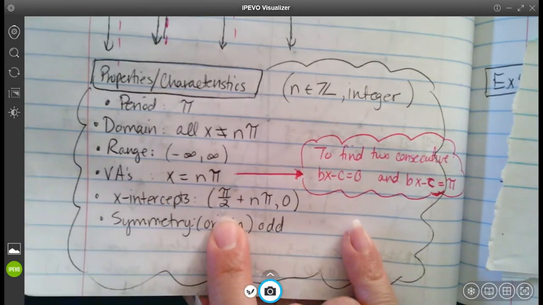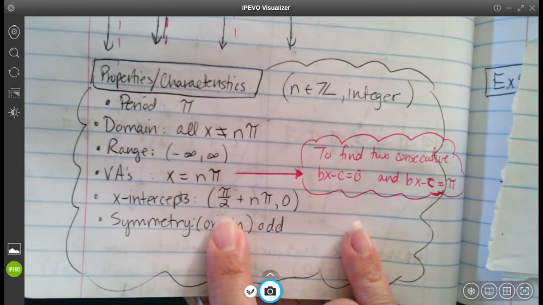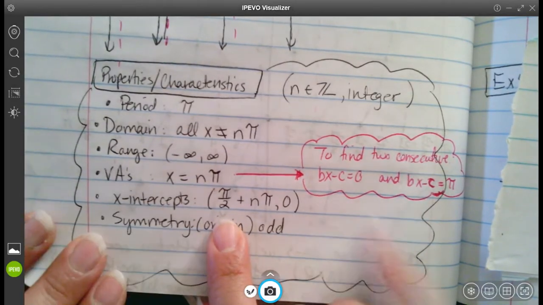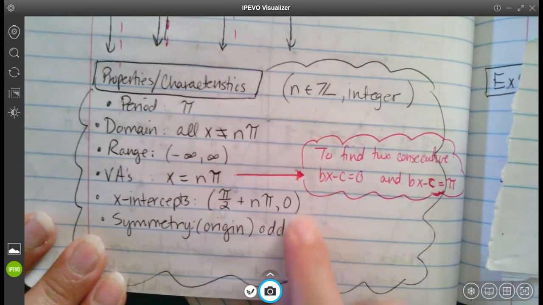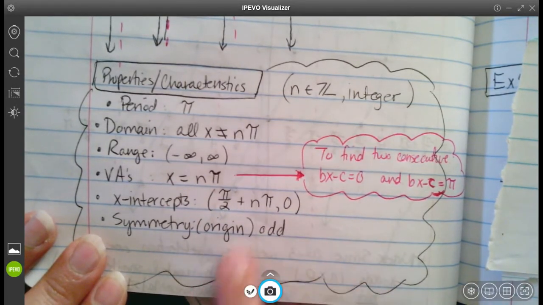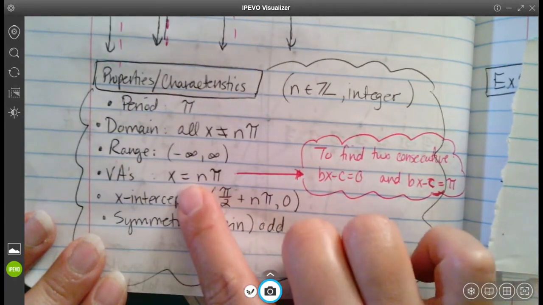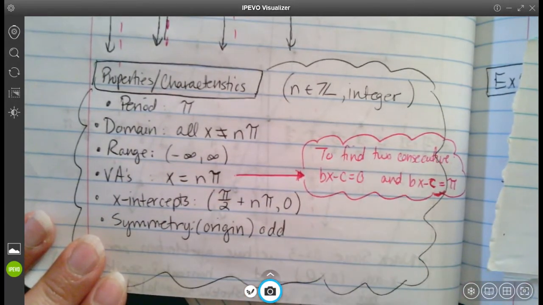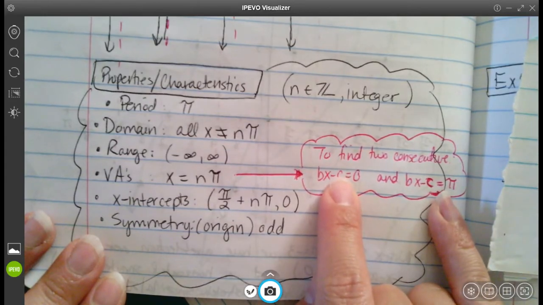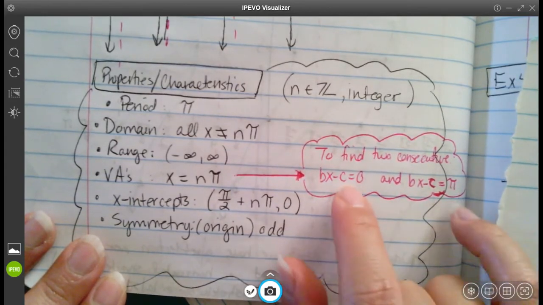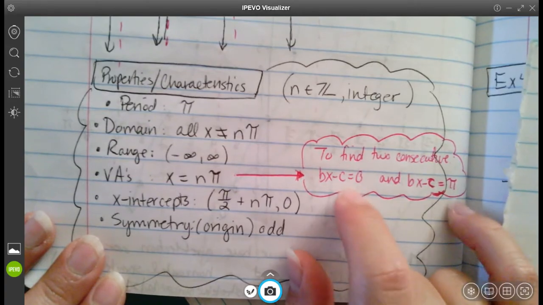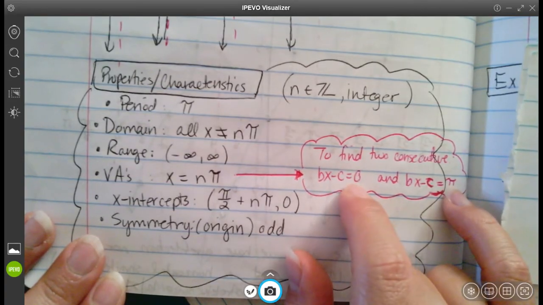My intercepts are now what used to be the asymptotes for my tangent function. So pi halves plus and pi comma 0. This one also has origin symmetry, just like the one before. To find the asymptotes, we still do the same thing, but now instead of using pi halves and negative pi halves, we're going to be using 0 and pi because that is where our asymptotes are located.